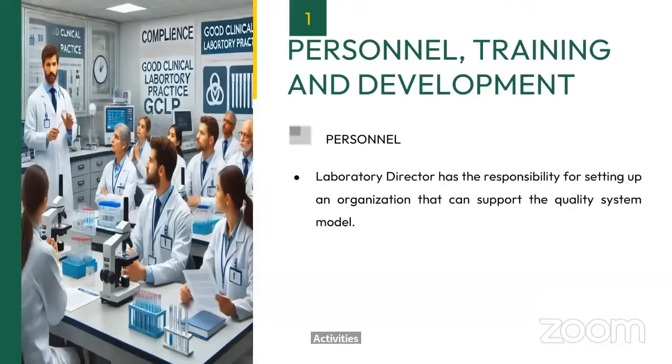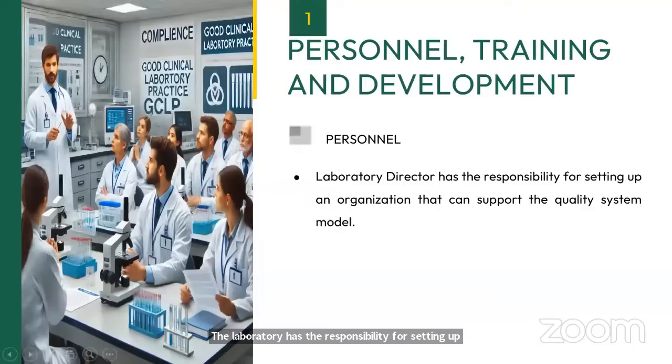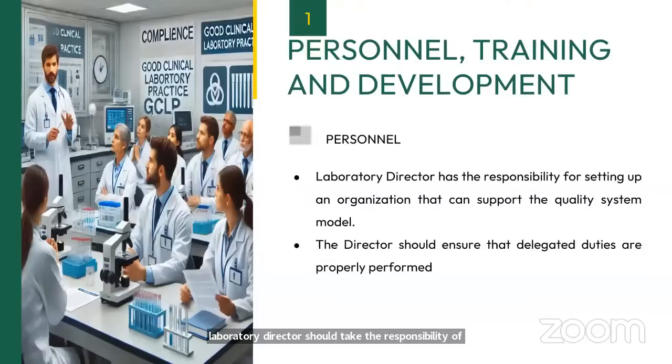The laboratory director has the responsibility for setting up an organization that can support the quality system model. So to have an efficient quality system model and to promote good laboratory practices, what the organizational structure should be, what the different positions should be, what their hierarchies should be, and what their qualifications should be, this is the responsibility of the laboratory director. The laboratory director should take the responsibility of organizing the quality system model in your laboratory.